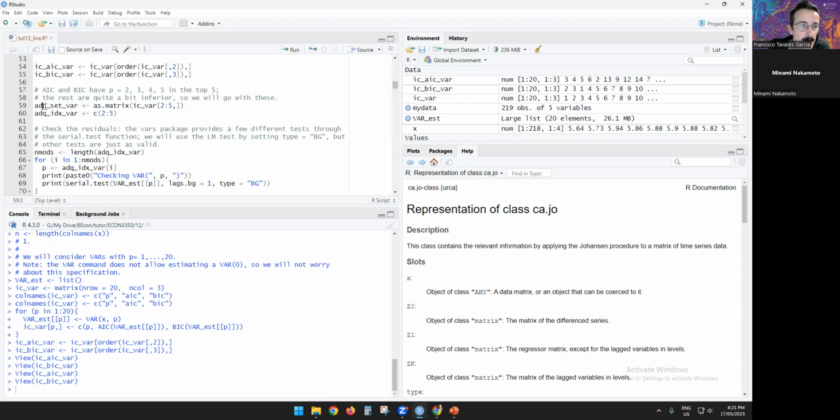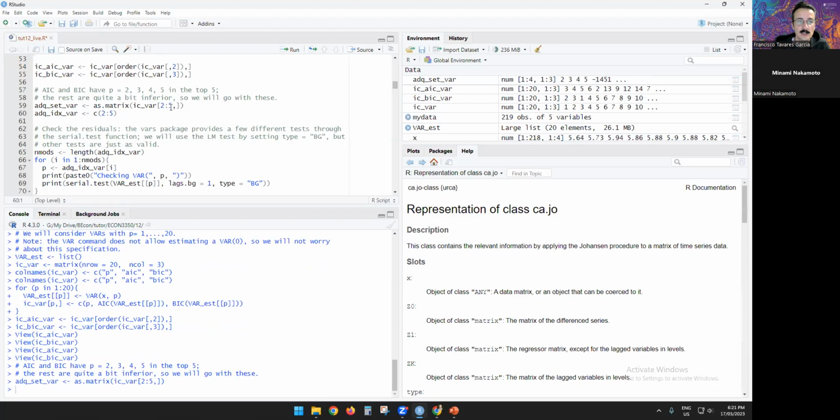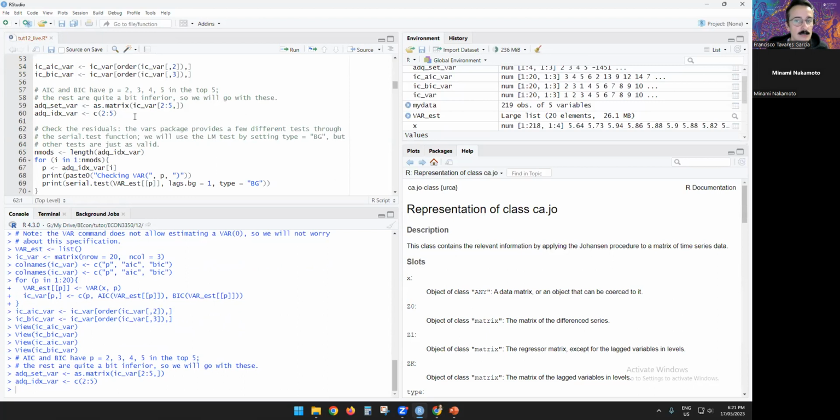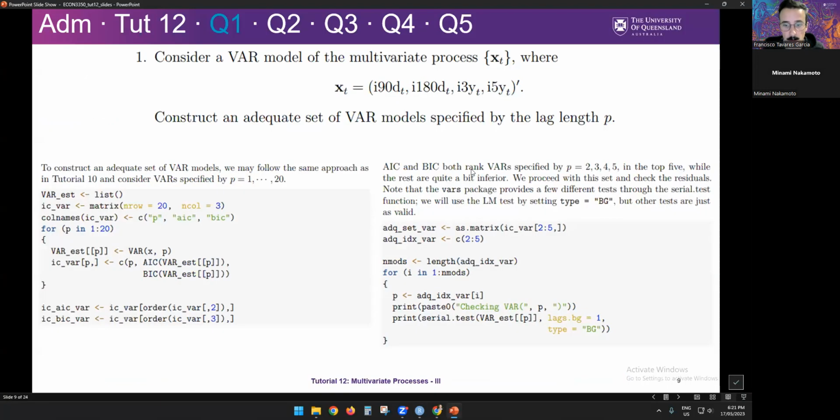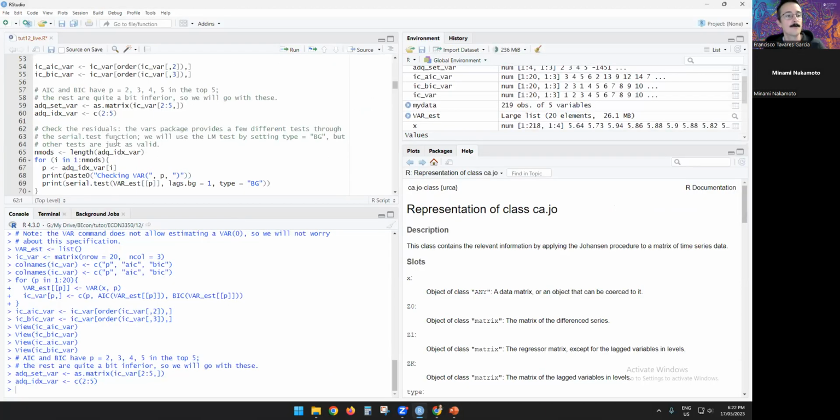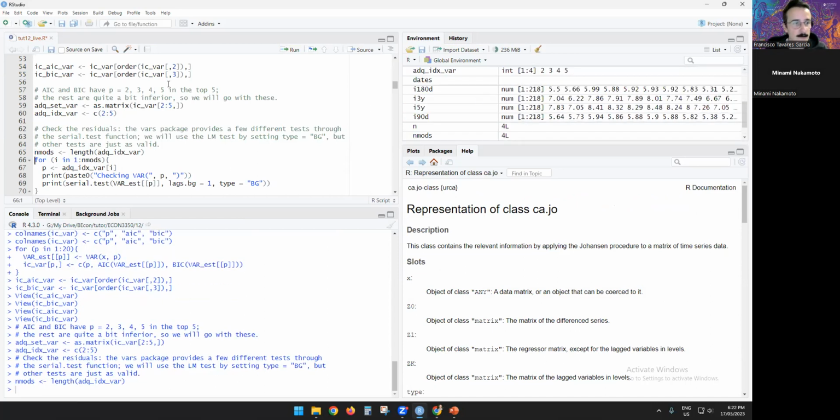And then let's get our adequate set. It's just taking in our matrix from 2 to 5. And then finally, the adequate index is just 2 to 5, 2, 3, 4, 5. All right. When we do VARs, we check the residuals. Instead of doing the Ljung-Box test that we did before, we're doing the Breusch-Godfrey test. So this is how we're running it. We have a number of models, which would be 4 of them, 2, 3, 4, 5.